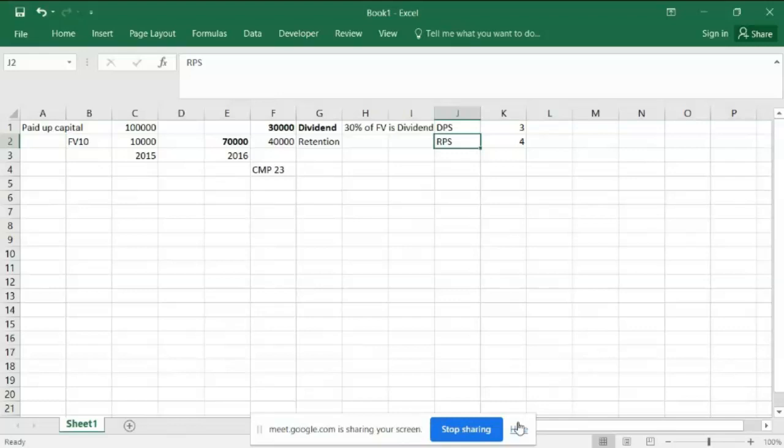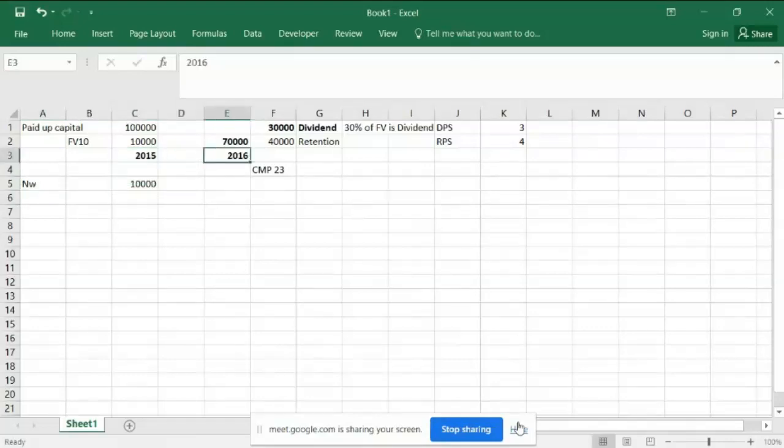The net worth of the company is also 1 lakh rupee, because the company may not have any reserves and surplus at the time of origination. So I can calculate the net worth. Here the net worth is 1 lakh during the period 2015.